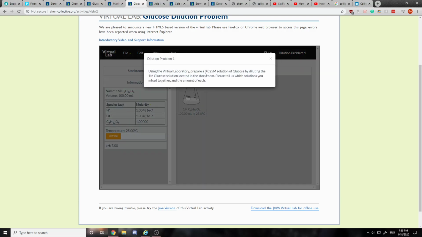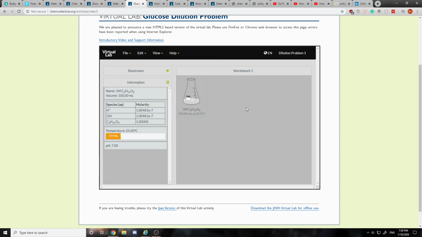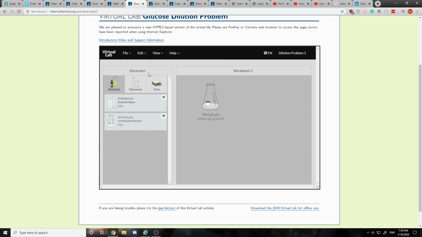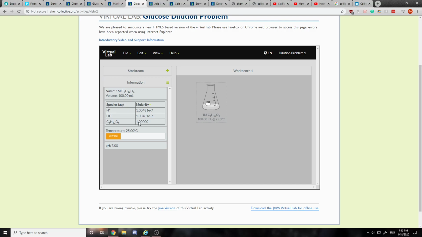And remember, the problem is asking you to make a 0.025 molar solution, right? Which means that's lower, which means we need to dilute it. So your task at hand is to dilute this solution to 0.025. There's a couple ways of doing this, but you should follow the proper lab technique or your own solution, right? So do this lab. Your number here at the end, if you click on it, will tell me 0.025.